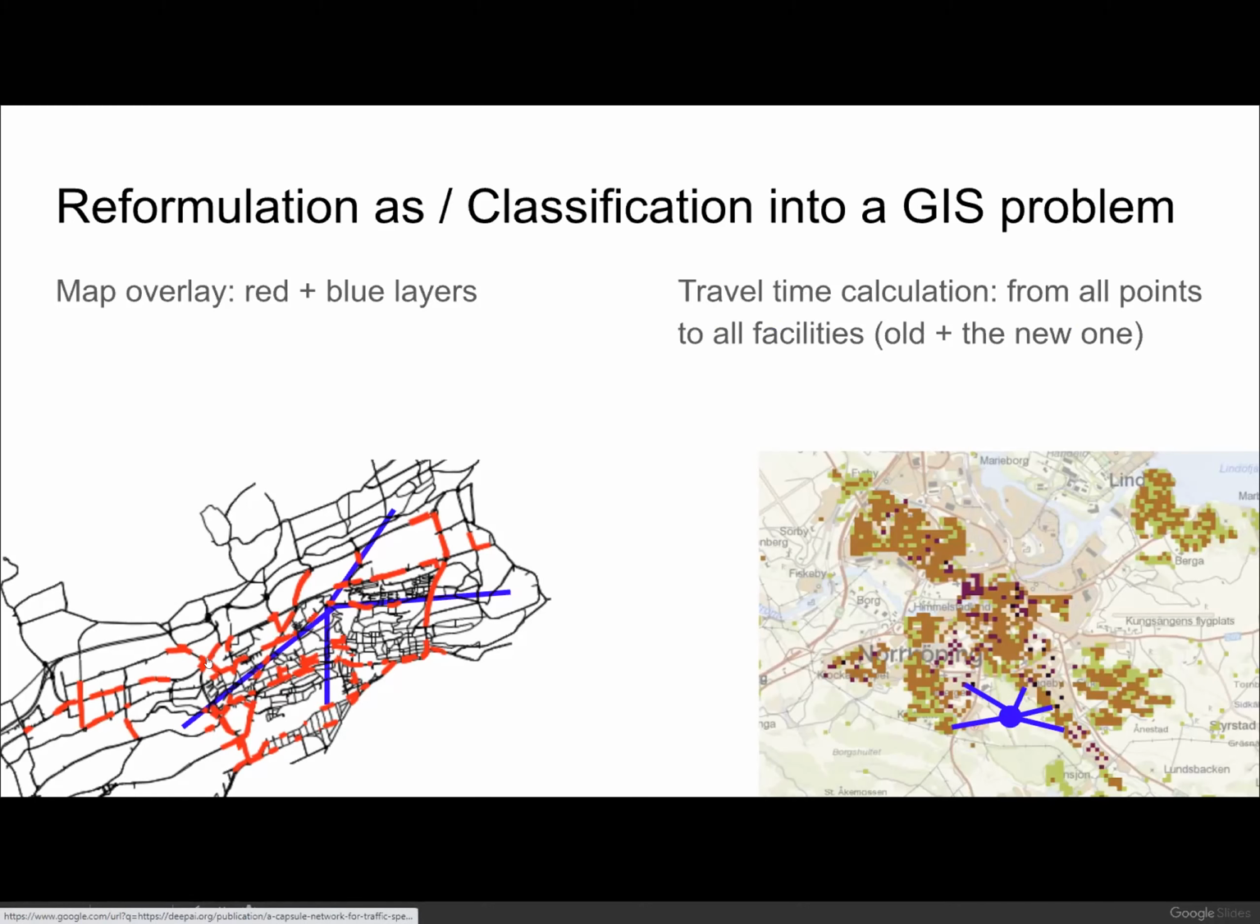So this intersection of the old and new roads is called the map overlay. So you have two layers in this map, the red layers and the blue layers. And you want to understand how the map will look if you put these layers one on top of the other. And for this example on the right, for understanding who will be served by the new facility, you have to calculate the travel time, well, not for every person, but maybe for every pixel, for every point in the city to this new facility, and compare it to the travel time to, you know, some old facilities.